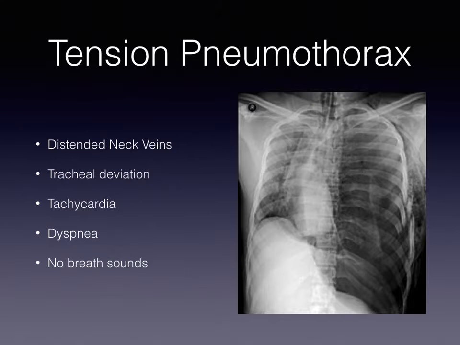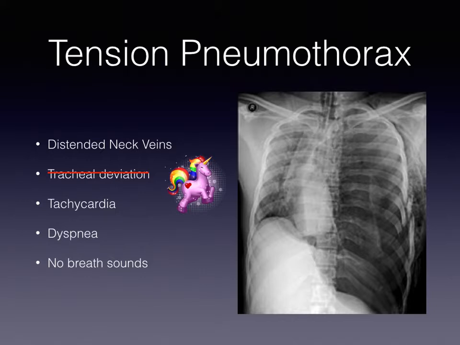So signs of a tension pneumothorax would be distended neck veins, tracheal deviation. I will tell you right now, though, the reason I crossed this out is the only place you're going to see tracheal deviation is on a test. You will never see it in real life. If you claim to see it, I don't believe it. It is something that is not a reliable indicator of tension pneumothorax.